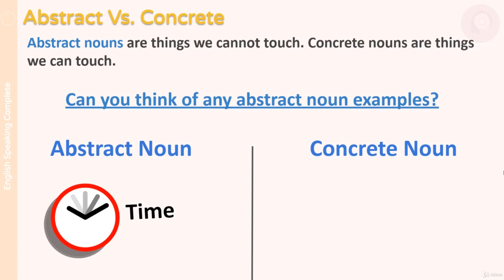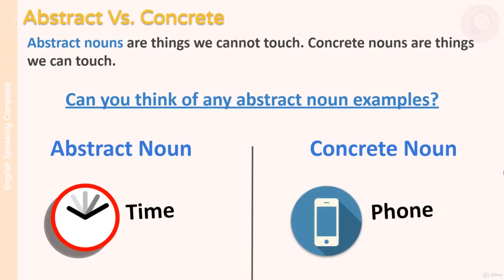A concrete noun is probably a little bit easier to give an example of, but here I have an example which most of us will have possession of, and simply that would be a phone. So there is a quick run through of the difference between abstract and concrete nouns, and understanding the difference can be very important, and especially as I'll show you coming up in a few minutes time.